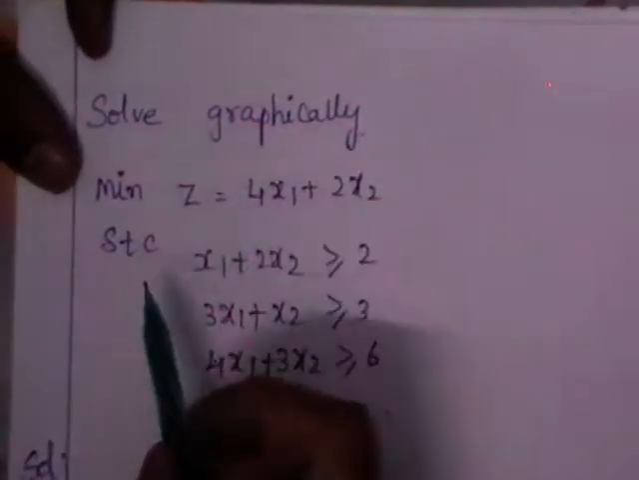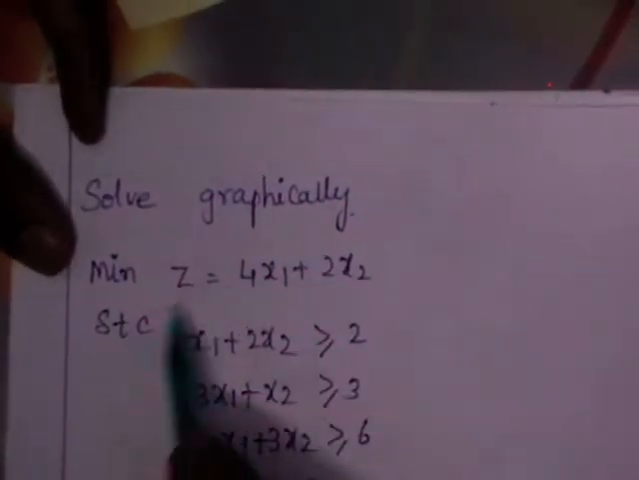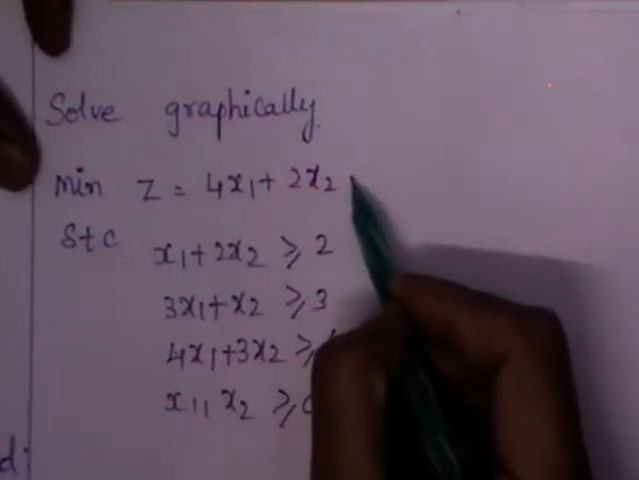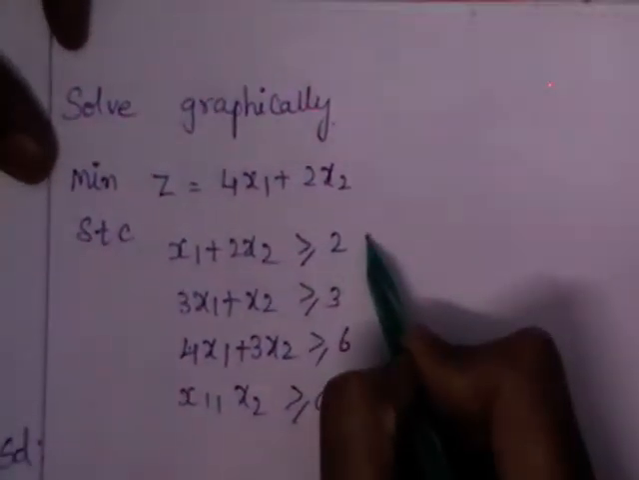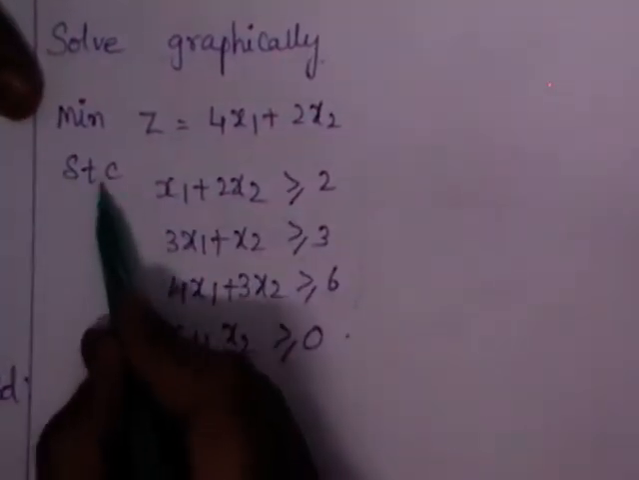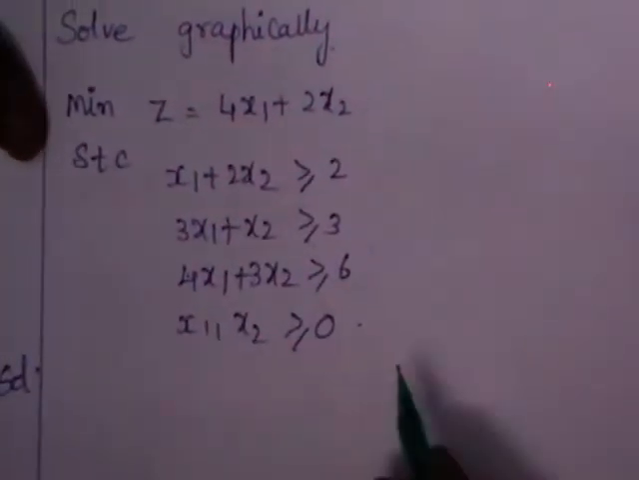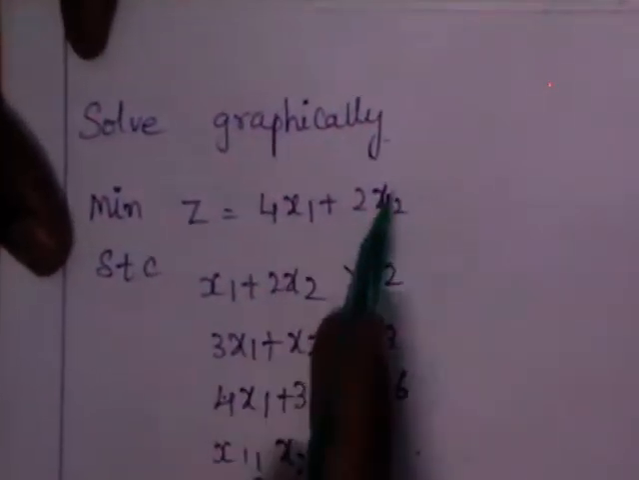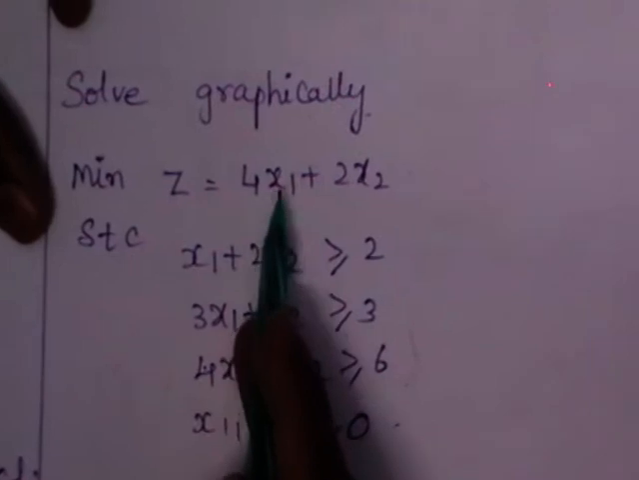So to solve this LPP graphically, how many constraints are there? We have three constraints. As I said, this is called the objective function. These three together are called the subject constraints. This is called the non-negative restriction. So to solve graphically, there should be only two variables. So what are the two decision variables here?